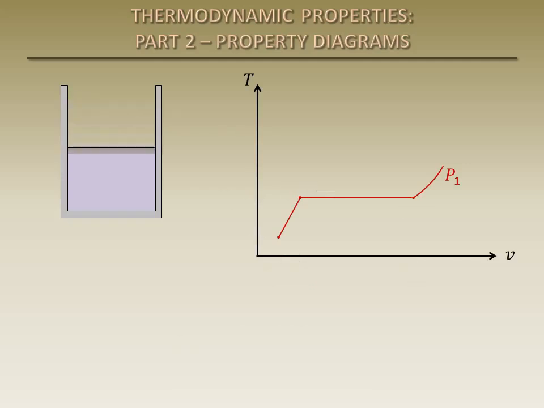Let's repeat this entire process. However, this time, suppose that more weight is added to the piston so that the substance is at a higher pressure. The specific volume of the compressed liquid is slightly smaller at this higher pressure. Also note that as the pressure increases, the temperature at which the substance begins to vaporize, or the saturation temperature, increases. As pressure increases, the specific volume of the saturated liquid increases, while the specific volume of the saturated vapor decreases.